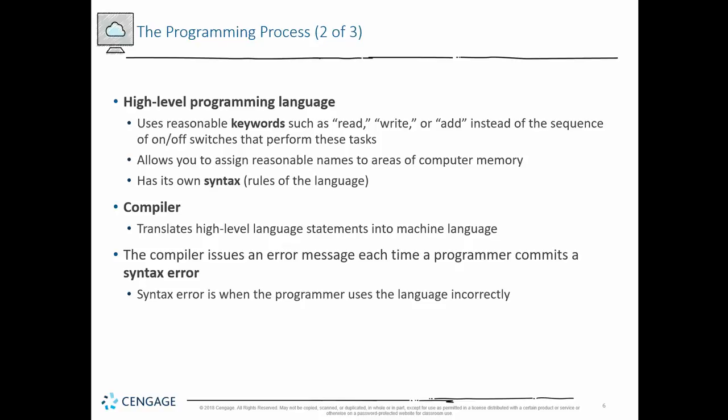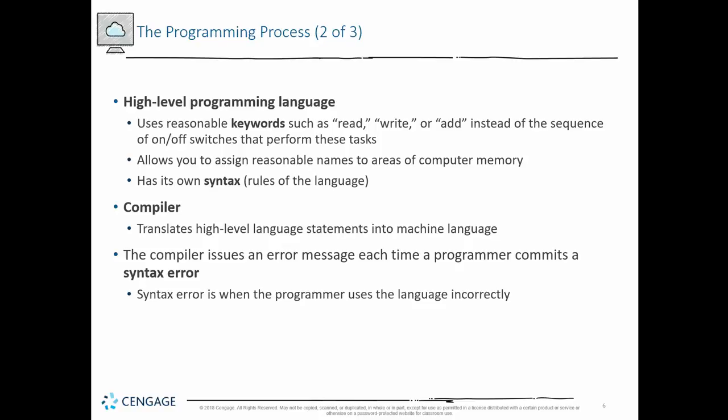Again, as I mentioned to you previously, C# is a high-level programming language. It'll use very English-like words. It'll allow you to assign reasonable names to areas of computer memory. Those names usually are going to be what are referred to as variables. C#, like any other programming language, has its own syntax. It is a case-sensitive language. Typically, at the end of most lines, you'll need to put a semicolon, and you have to use what are called reserved or keywords in their right context.